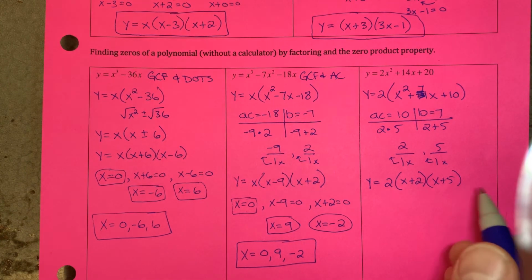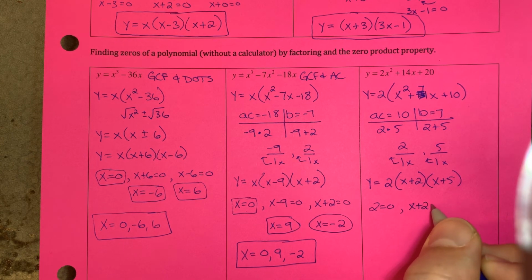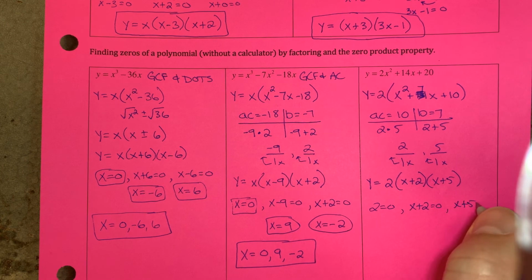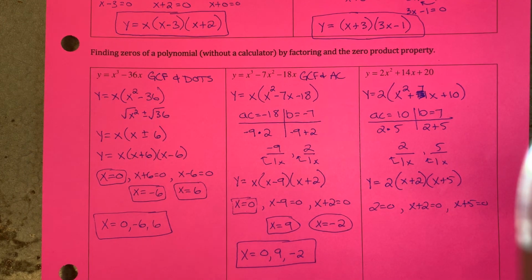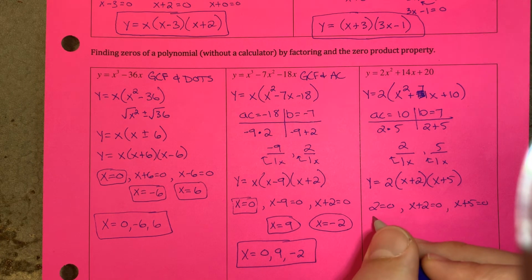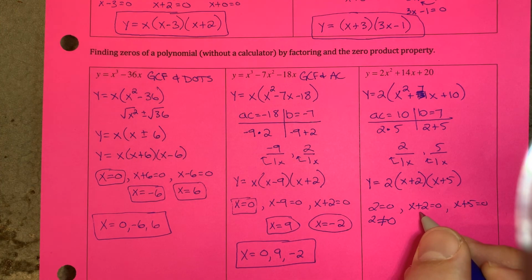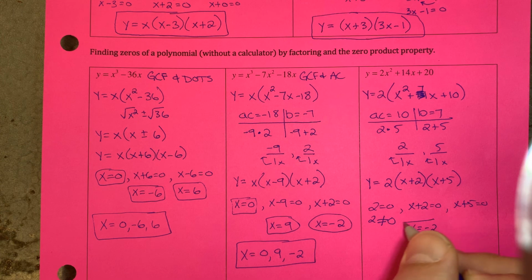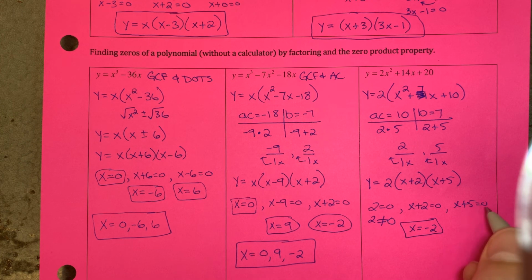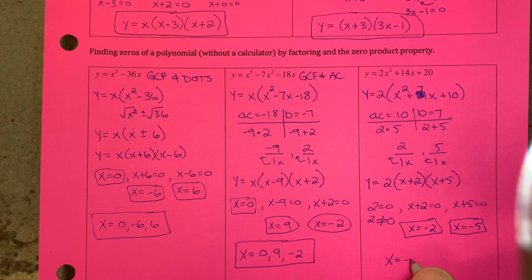Set each expression equal to 0, including the GCF. Then remember back from example 2 in the first section, this doesn't have anything to solve for. There's no variable, and it's also not a true statement. So we say 2 is not equal to 0, and that's not a solution. Here, subtract 2 from both sides, x equals -2. Here, subtract 5 from both sides, x equals -5. And so therefore your zeros are -2 and -5.